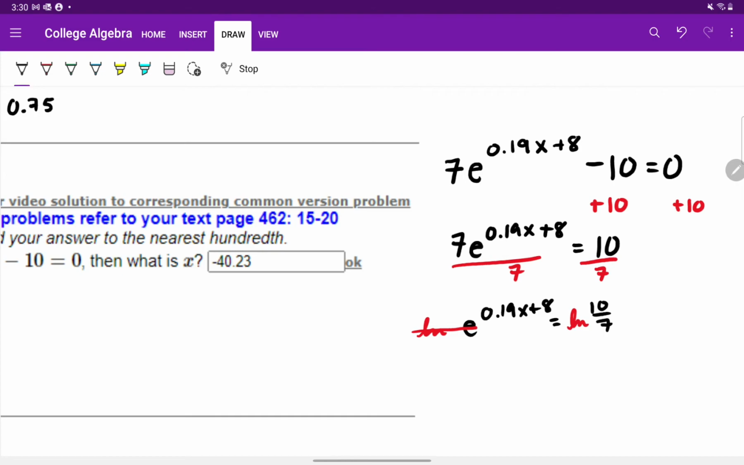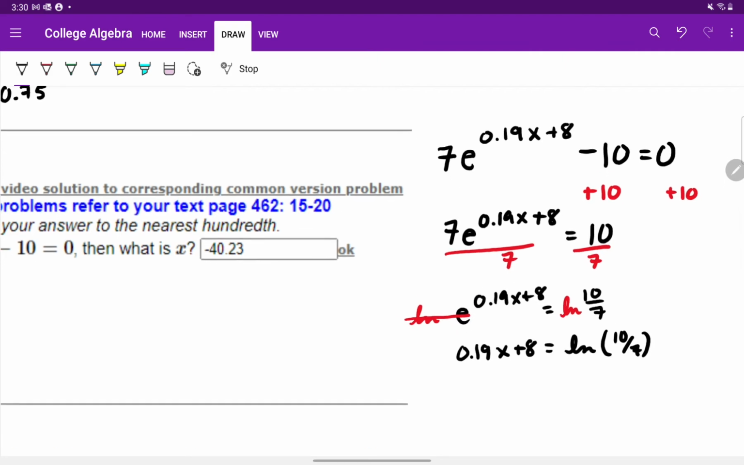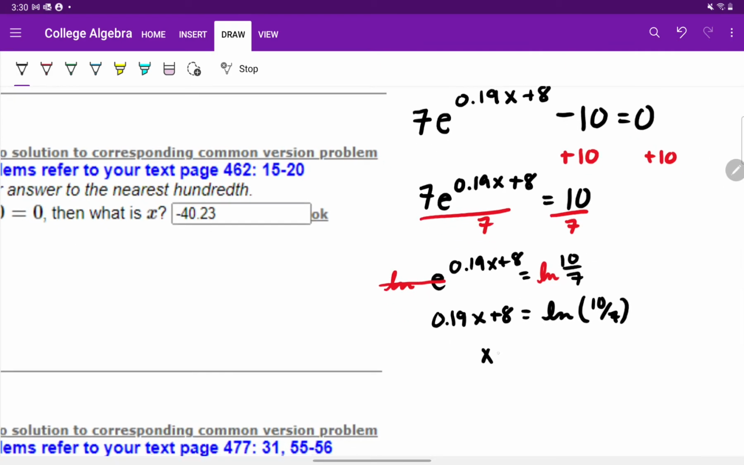Then on the right, we're just going to have that natural log of 10/7. Not much we can do about that. Okay, let's get this x by itself. We're going to subtract 8 from both sides, and then we're going to divide both sides by 0.19. So we end up with x equals natural log of 10/7 minus 8, all divided by 0.19.